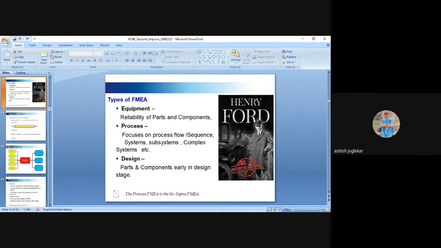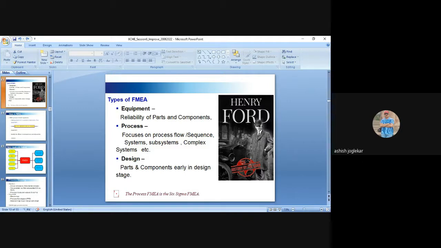Now FMEA can be of 2-3 types. One is the equipment FMEA, FMEA done on the equipment. What can go wrong in a pump? What can go wrong in a compressor? What can go wrong in a heater? What can go wrong in a machine? A typical machine. So that is a typical equipment FMEA.